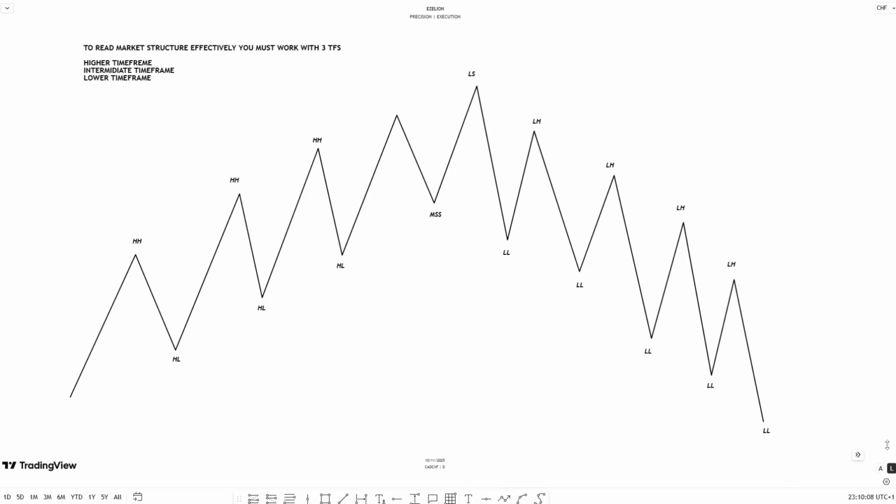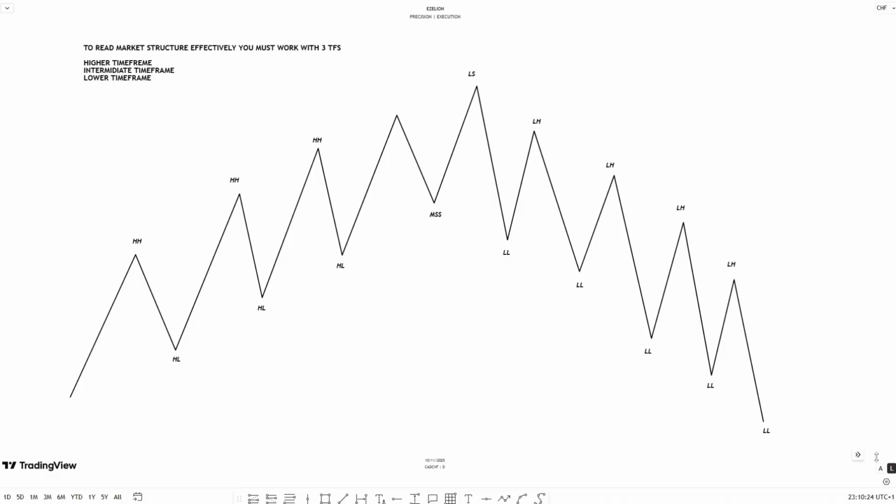Welcome to the full course on market structure. This video is going to give you everything you need to know about market structure. By the end of this video, you'll be able to draw your market structure in a very systematic way, in a mechanical way that you can actually go ahead and automate if you have an algorithm.